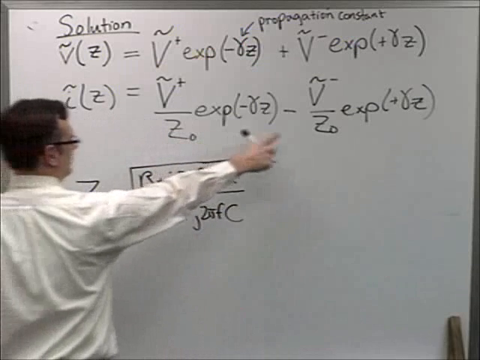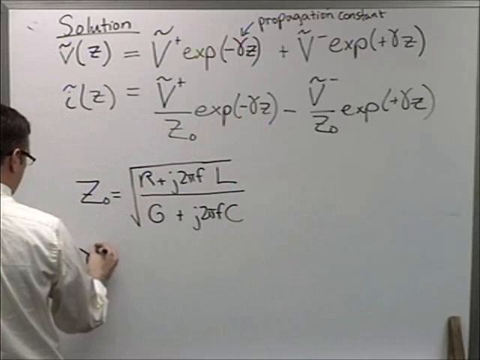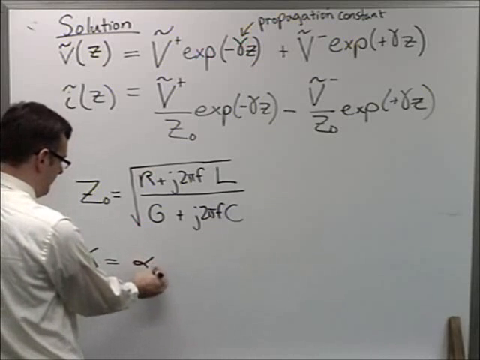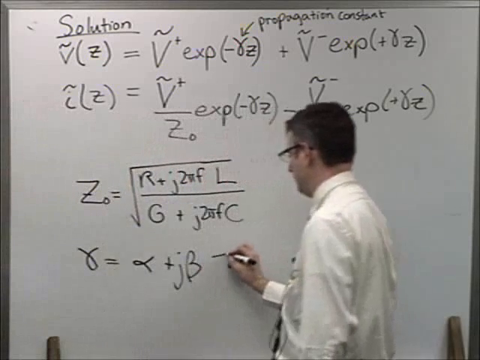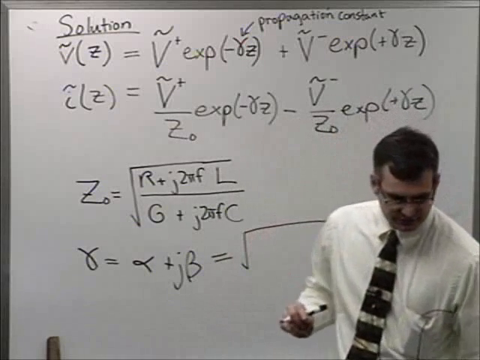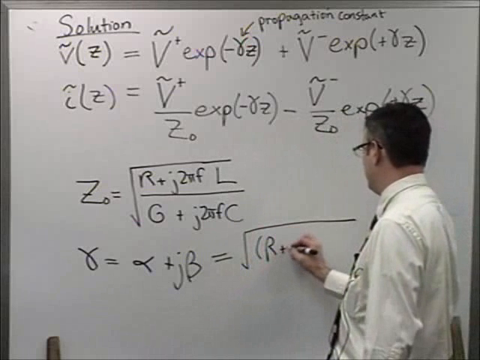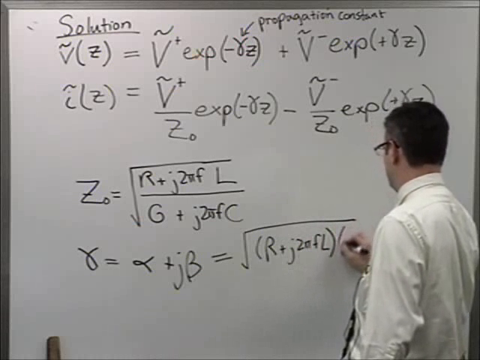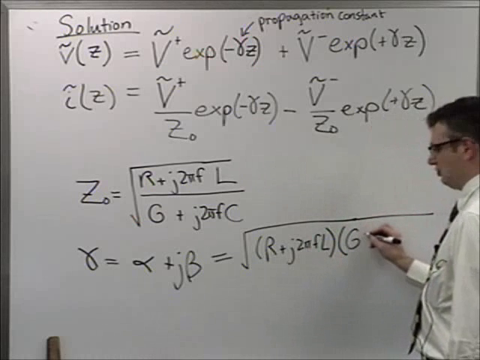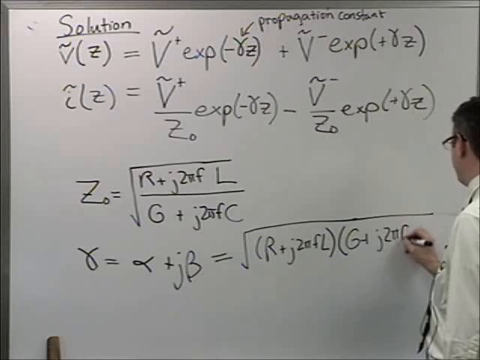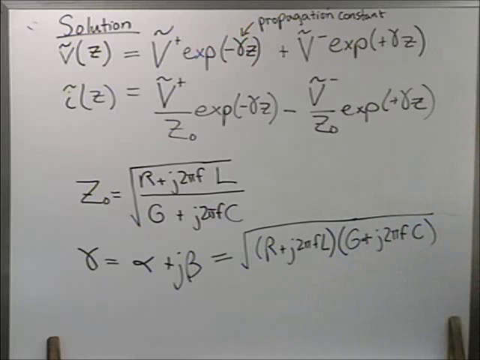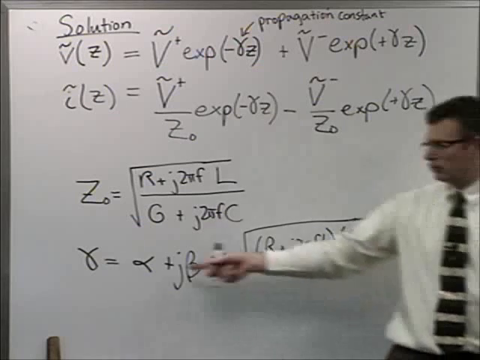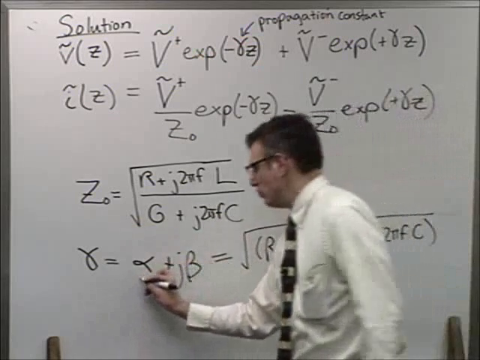That's one constant. There's another constant here, gamma, my propagation constant, which has the following form. We write this as alpha plus j beta equals the square root of R plus j omega L, 2 pi f L, be consistent, where f is in hertz, times G plus j 2 pi f per unit length capacitance C. So you see that the propagation constant for a lossy line is complex. It's got a real part, which we call alpha, and that's our attenuation coefficient.